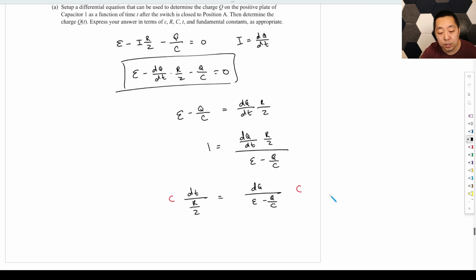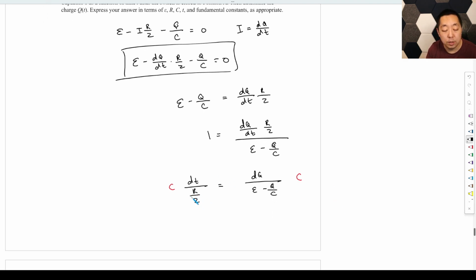You don't have to do this. You could integrate this as it is. But actually, I want to multiply by C on the denominator. I want to get rid of this C down here. That way I don't have to deal with the U substitution. I'm trying to simplify the integral over here on the left side, because I have to integrate at one point.